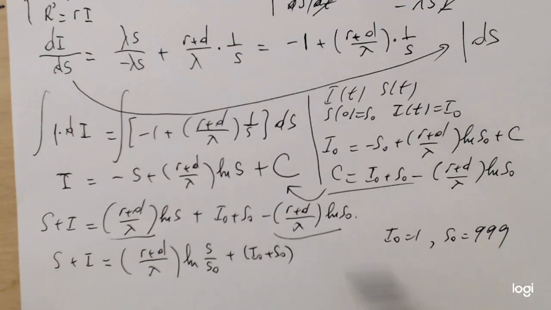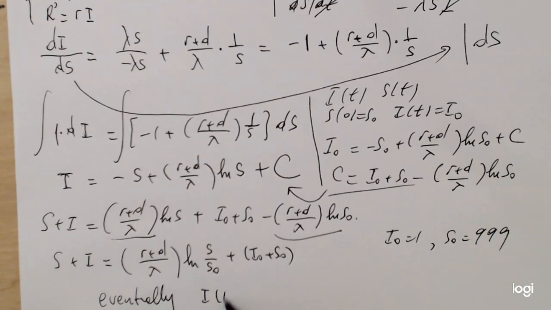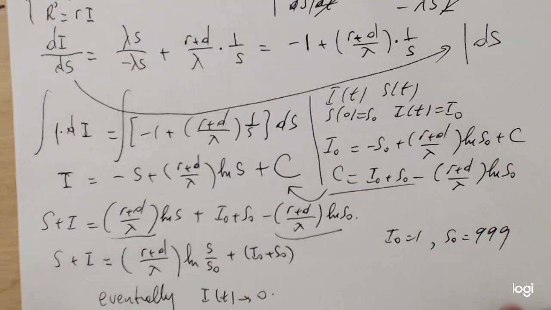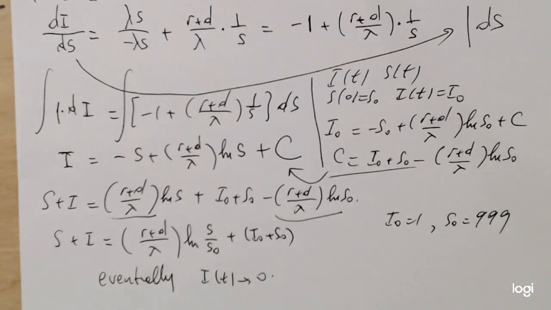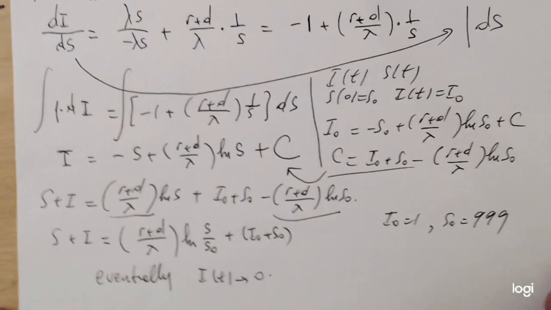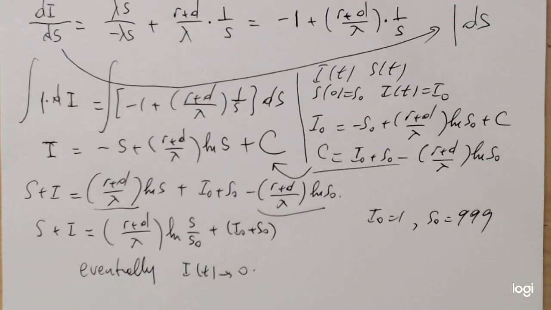One thing I want to mention before we move on. Remember that eventually we established that I of t goes to 0. That's the key thing we have to understand before we move on to the example, which I'm going to do in Wolfram Alpha, not with Maple, the example that computes the final size of the epidemic.